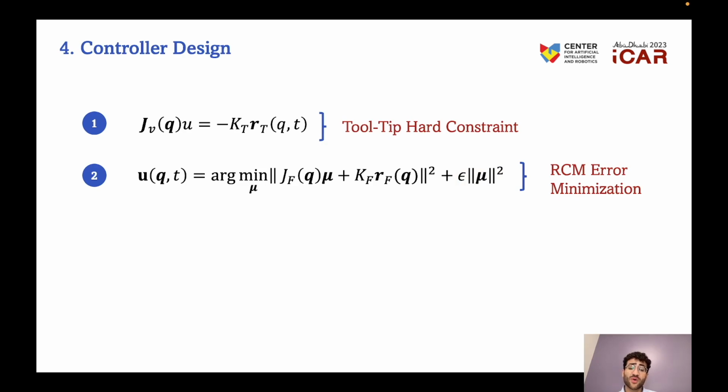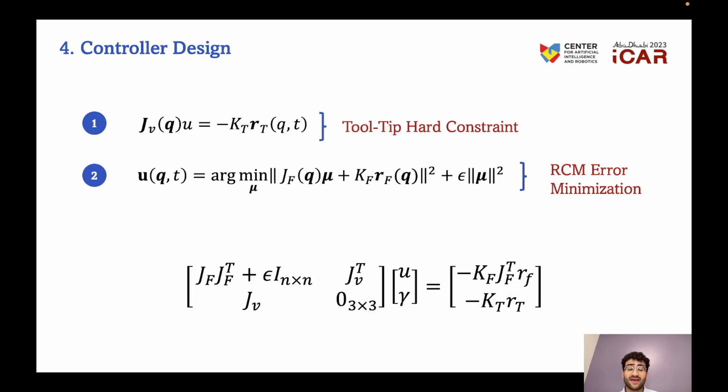And note here that since our quadratic program doesn't have any inequality constraint, we can write it down as a system of equations that can be solved analytically, where gamma in this case is the Lagrange multiplier.